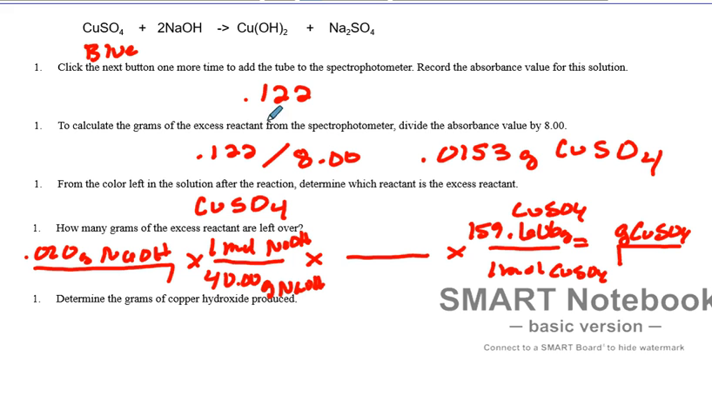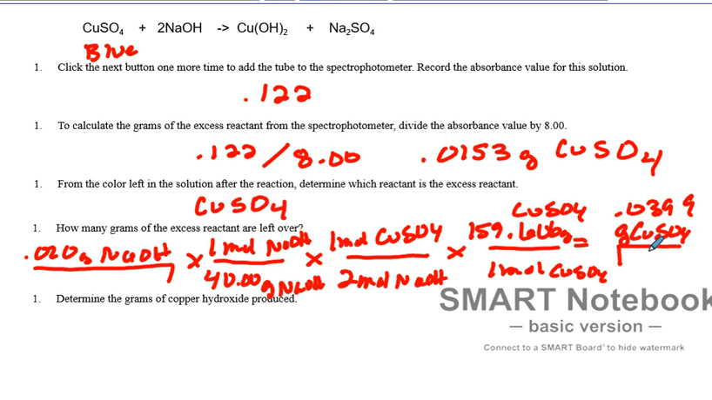So now I go to my balanced equation. I see there's a 1 in front of the copper sulfate and a 2 in front of sodium hydroxide. So it's going to be 1 mole of copper sulfate for 2 moles of sodium hydroxide. So I'm going to take 0.02 divided by 40 divided by 2 times 159.606, and we're going to get 0.0399 grams of copper sulfate that actually reacted.